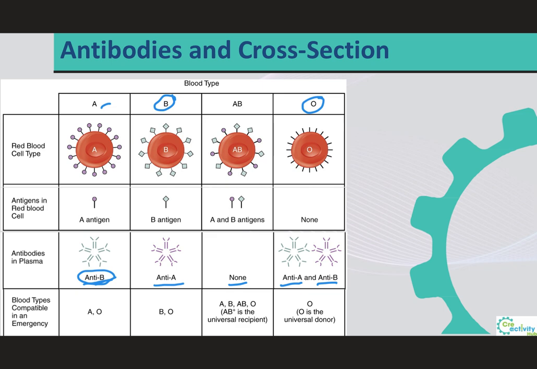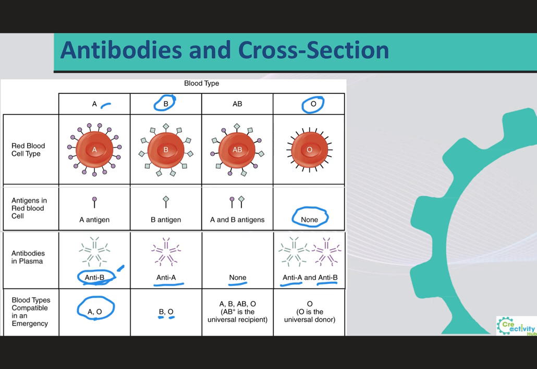If an individual has type A blood, this means that they have the antibody for type B. Therefore, they can only receive blood from a type A or a type O donor. Since type O has no antigens at all, this means that they will not cause a reaction when a type A individual receives that blood. The same concept will apply for type B individuals. So type B can only receive blood from a type B or a type O donor.